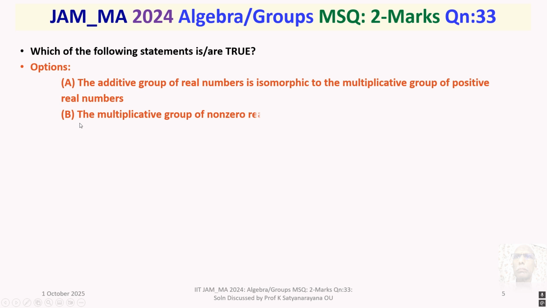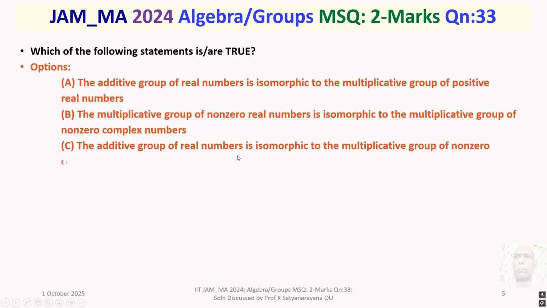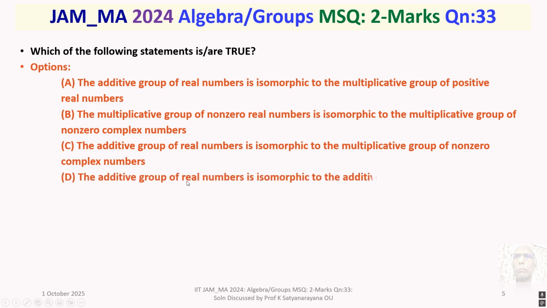Option B, the multiplicative group of non-zero real numbers is isomorphic to the multiplicative group of non-zero complex numbers. Option C, the additive group of real numbers is isomorphic to the multiplicative group of non-zero complex numbers. Option D, the additive group of real numbers is isomorphic to the additive group of rational numbers.